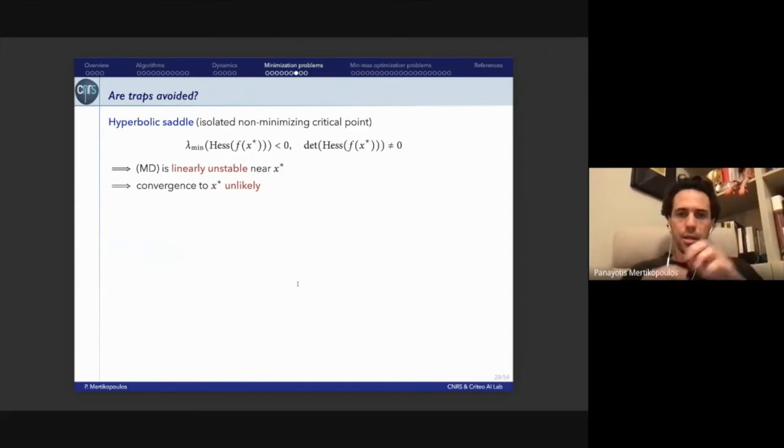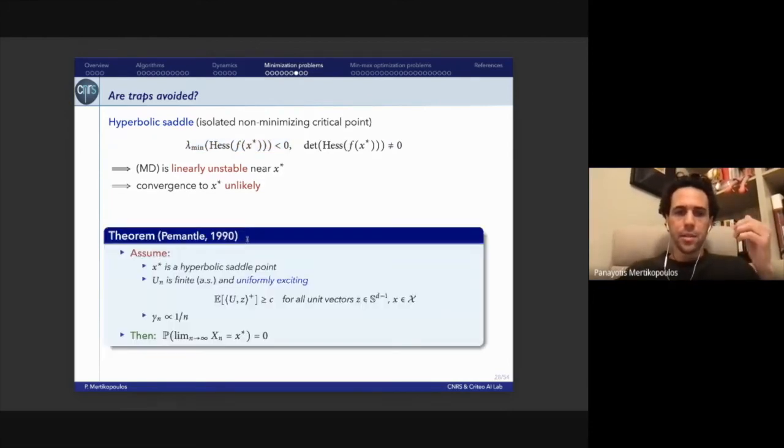There was some first result along these lines that concerned so-called hyperbolic saddle points, which are points with an invertible Hessian with a negative minimum eigenvalue. And in this case, there is a result by Pemantle in the 90s, which states that if you have a hyperbolic saddle point, and the noise basically has a component along all directions in space, so perhaps not isotropic, but there are no non-exciting directions in space, then the probability of converging to a hyperbolic saddle point is 0. All right, this was Pemantle's result.